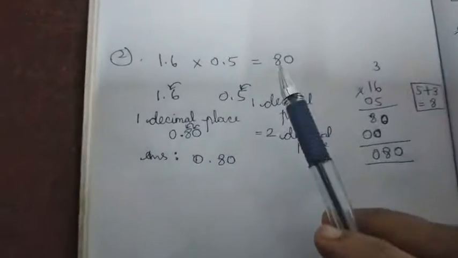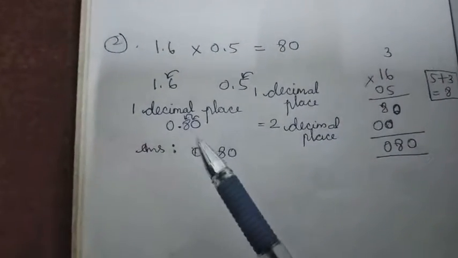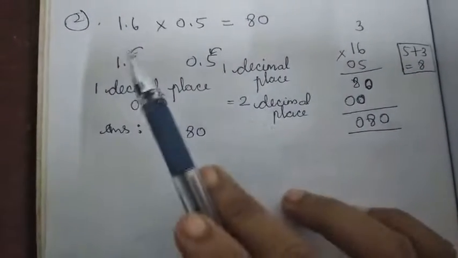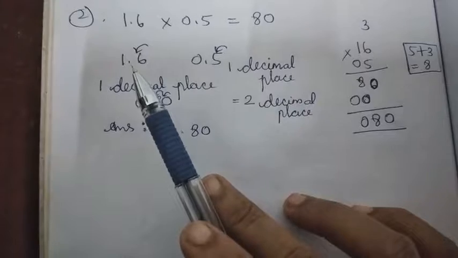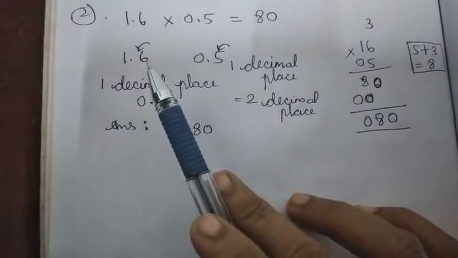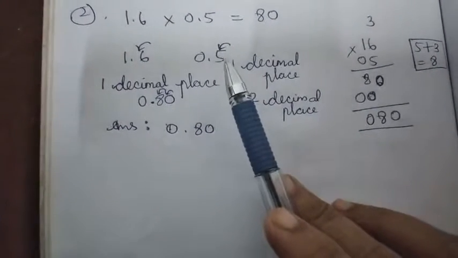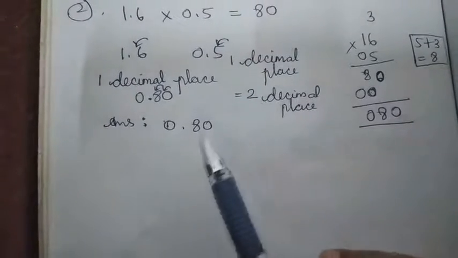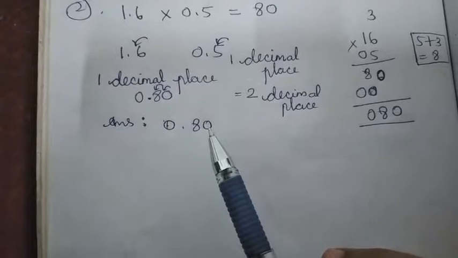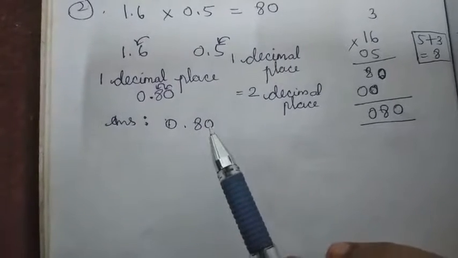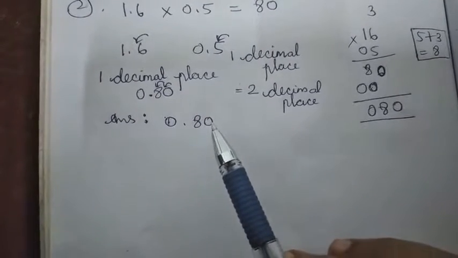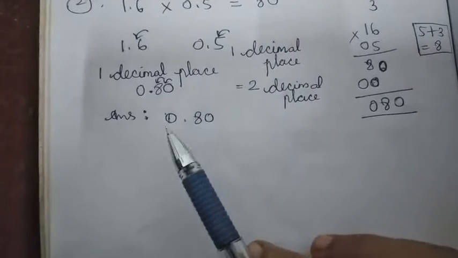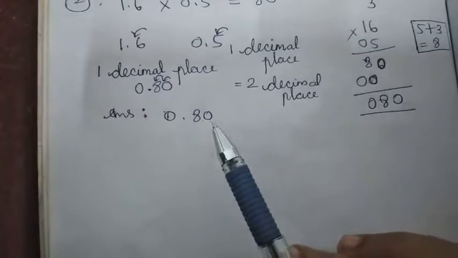Now the answer is given already, but we have to put the decimal point. In this we have to count both sides in the question. Counting from the right, before the decimal point, we have one number here, and this side also one decimal place. 1 plus 1, 2 decimal places. In the answer we have to count the 2 decimal places from the right. 1, 2. So we will put the decimal point here. So the answer is 0.80.